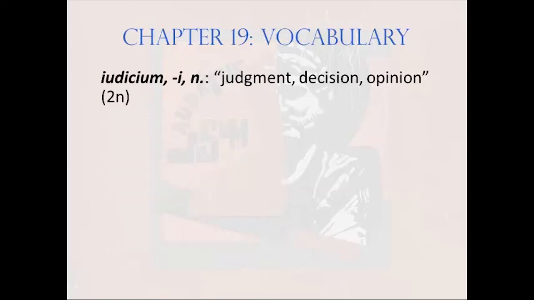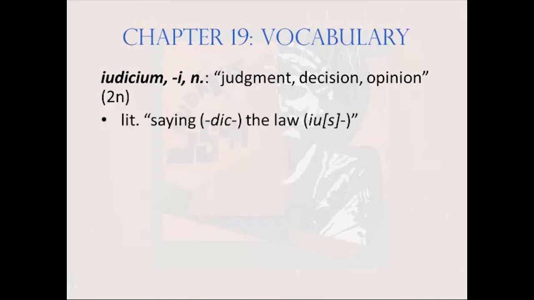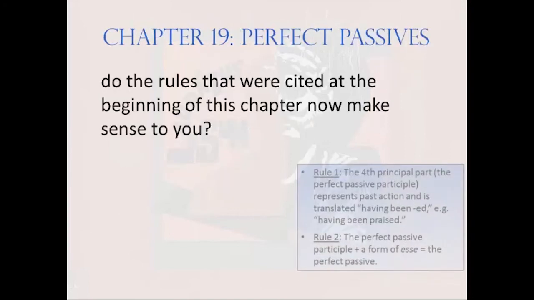And finally, the last word in this vocabulary list is judicium judicii, neuter, meaning judgment, decision, or opinion. It's a second declension neuter noun. It literally means saying, dic, the law, use. In other words, rendering a legal judgment. What's the accusative plural of this word? Yes, judicia. And that's it.